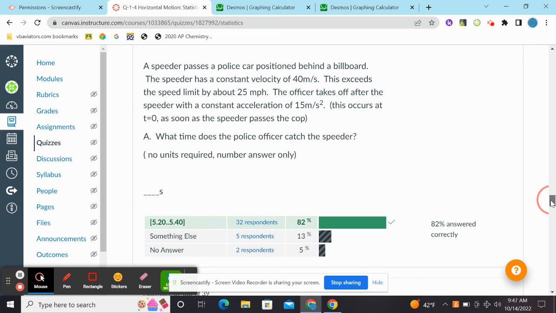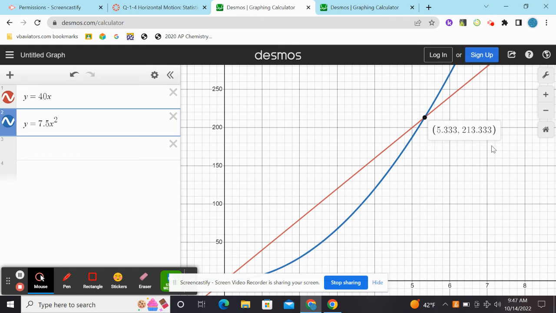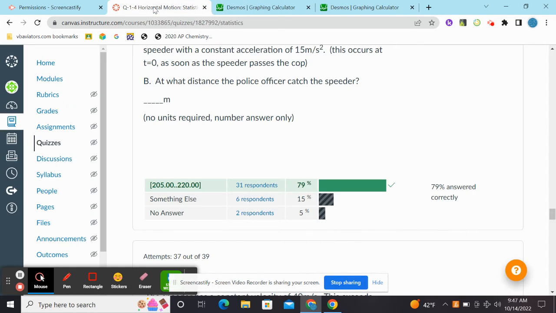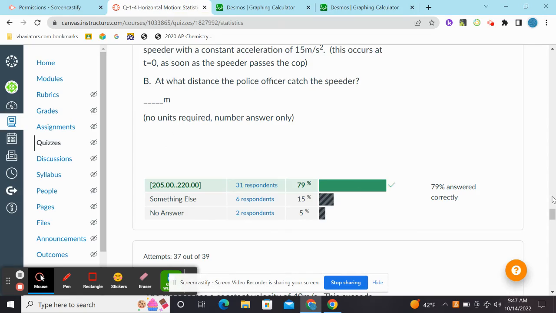82% of us fit the intersection. And when it comes to the distance, that comes with the intersection as well. So the distance is the y, 213. So 213 fits right in the range as well. Remember, now you can start applying the half rule. Everything's going to be half of something else. So when it's asking about the speeder and we try to figure out when they'll have the same velocity, we can use this representation, y equals 40x and y equals 15x. So this is constant acceleration times velocity at half the time, and they have the same distance, 2.67.